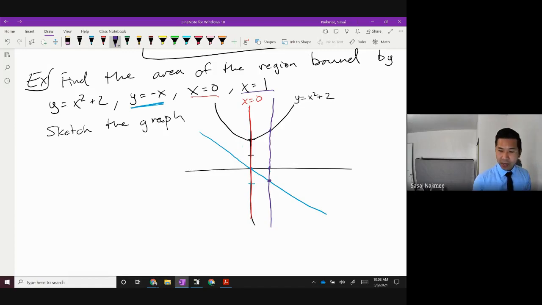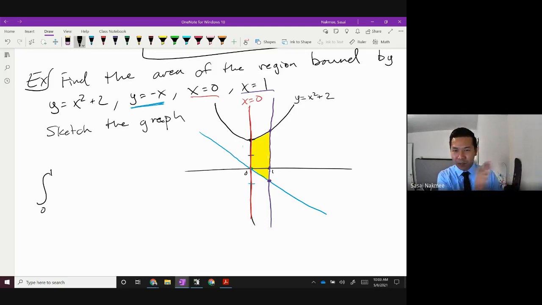Do you guys see the region that's bounded by all these graphs right here? It has to be bounded by all four. And hopefully you guys can see it. It's this region right here. Bam. Now, when I look at this region, it's perfect. The region here is bounded from 0 to 1. So when I do my integral, it's going to be from 0 to 1, from that 0 to that 1. So I have my bounds to do my integrals.